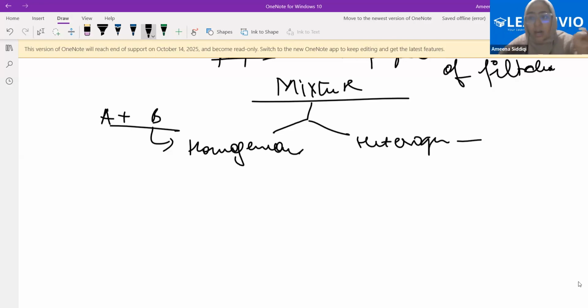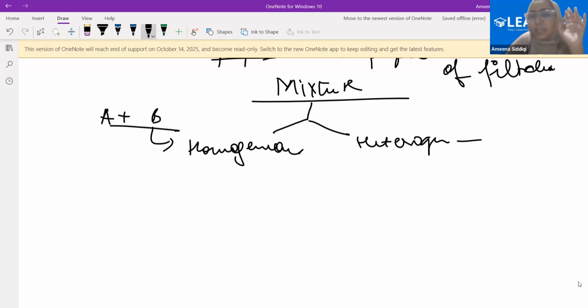Whereas if A and B are giving us a heterogeneous mixture, the particles of A or the particles of B will not dissolve in the particles of the other component, but rather will be dispersed or suspended in the particles of the other component. That is why we are able to distinguish between the particles of different components in a heterogeneous mixture. This is the basic point of differentiation. Okay.